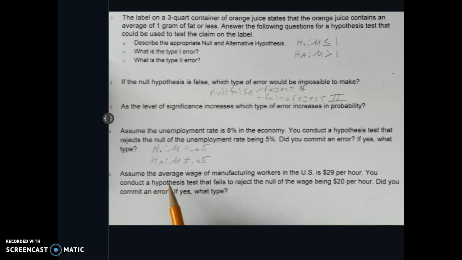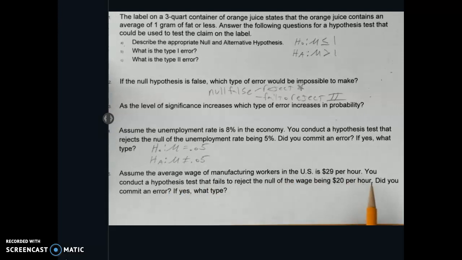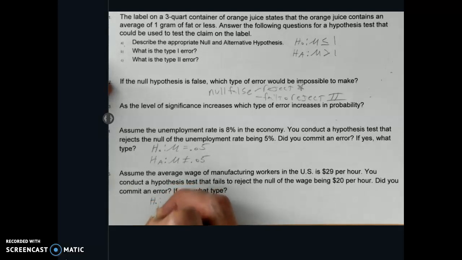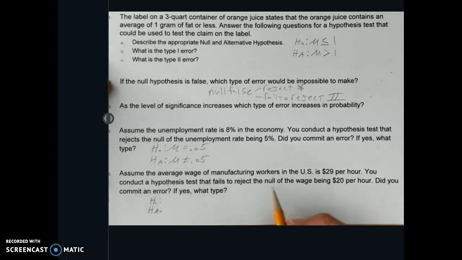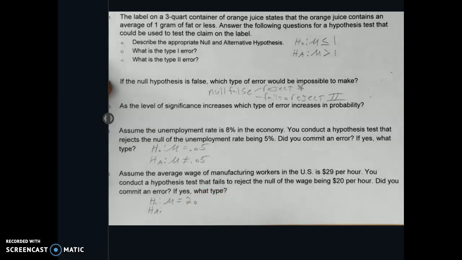It says, assume the average wage of manufacturing workers in the US is $29 per hour. You conduct a hypothesis test that fails to reject the null of the wage being $20 per hour. Did you commit an error? What type? Well, again, we're going to define our null and our alternative. The null here would be that the wage is equal to 20, so the mean is equal to $20. And the alternative would be that the mean is not equal to $20.